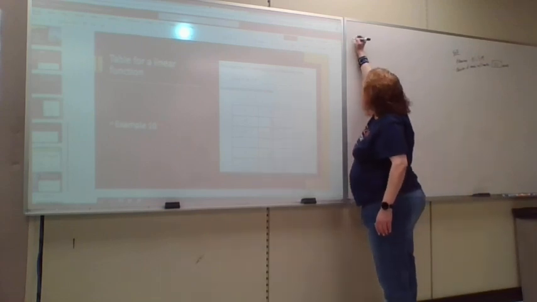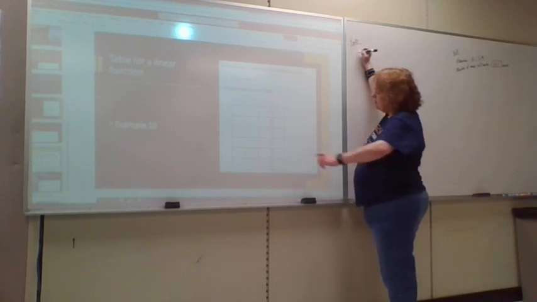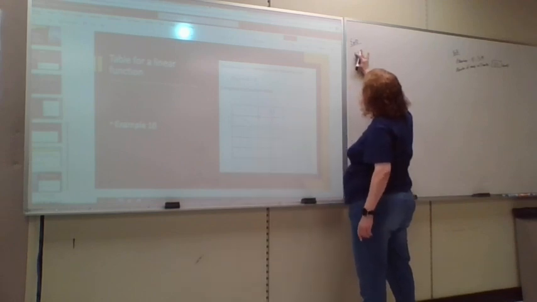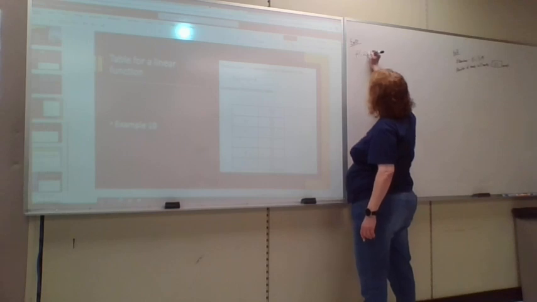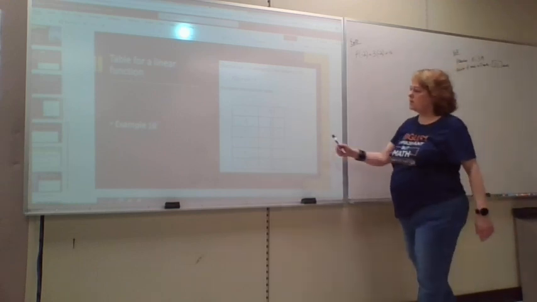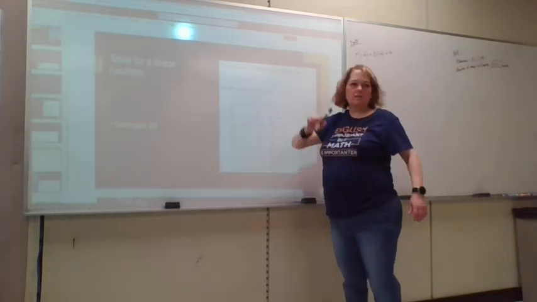This is example 10. So let's look at -2. So that would be, really you write f of -2 equals 3 times the -2 plus 4. Do you see how I got that? I just substituted. I took this right here. Everywhere I saw that x, I put a -2 there, and I put a -2 there.